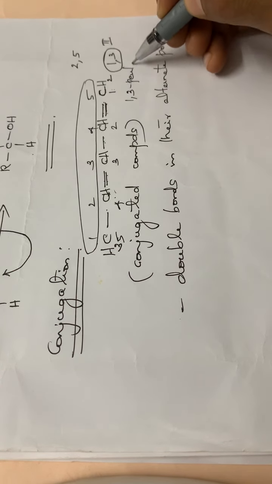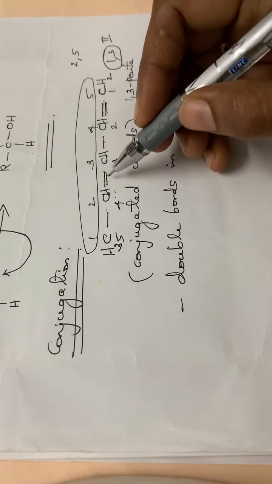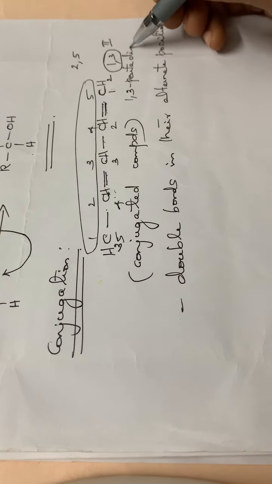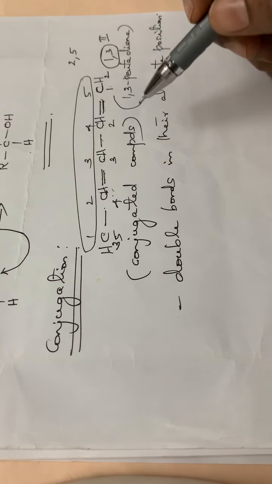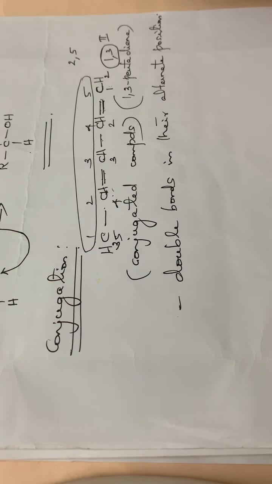5 carbon means it will be penta. Then how many double bonds? 2 double bonds. So it will be 1, 3 pentadiene. Okay. This compound is 1, 3 pentadiene. So this is called conjugation. Conjugation means that the double bonds will be in the alternate positions.